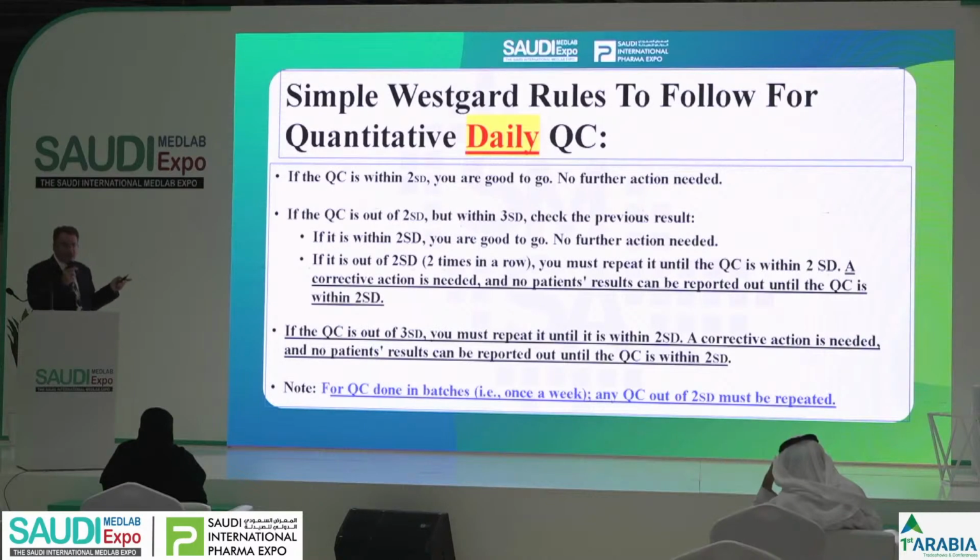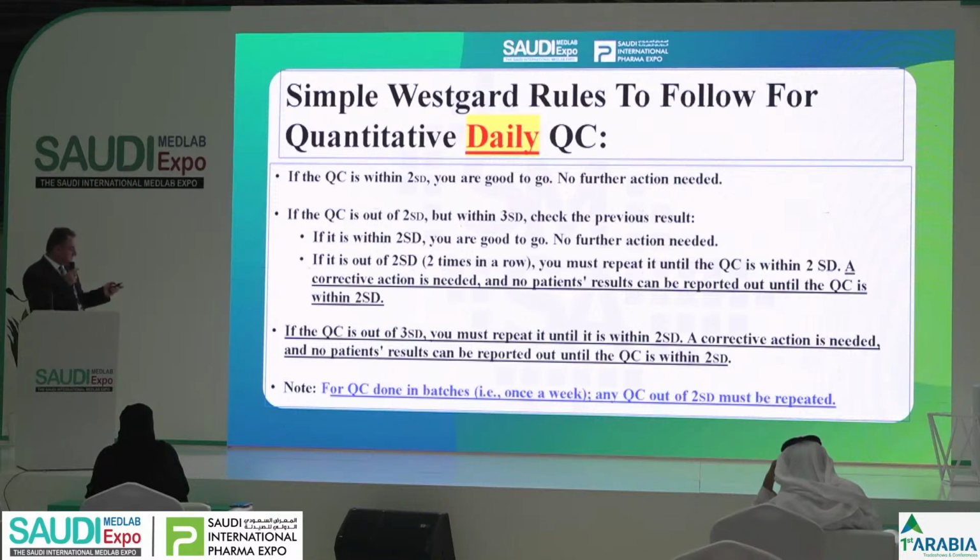If you run your QC and you are out of 2 SD for the first time, 1 to SD, you look at the previous. If the previous was within 2 SD, you are good to go and report your patient result. If you are out of 2 SD for 2 consecutive times, you reject and repeat till you are within 2 SD. And if you are out of 1-3 SD, you reject and you repeat till you are within 2 SD.